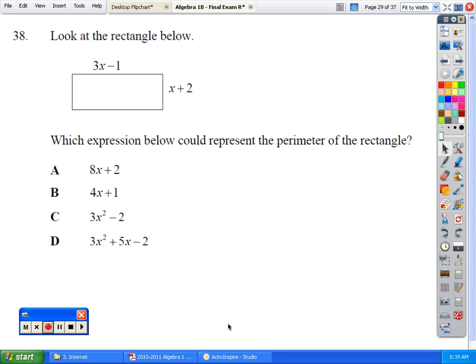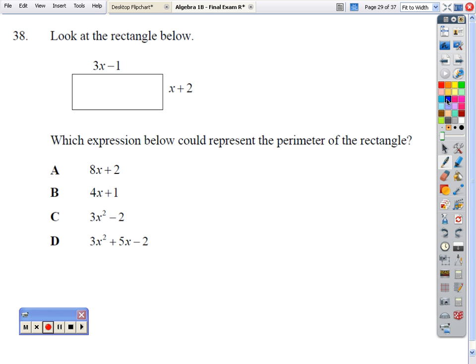Hello. In this video I'm going to be doing questions 38 through 49 in the final exam review packet. 38 says, look at the rectangle below. Which expression below could represent the perimeter of the rectangle? So perimeter is where you add the sides. It's the outside length. Okay?